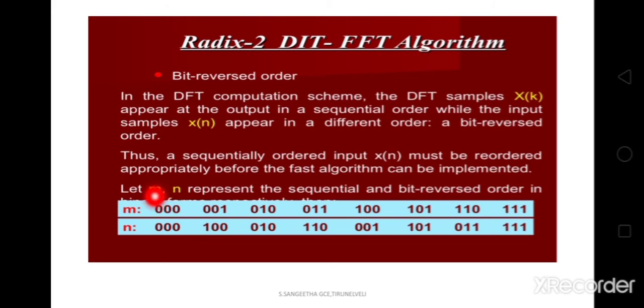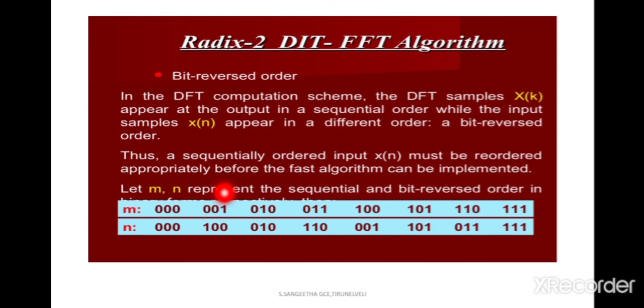So let n represent the sequential and bit reversed order of the samples. Here the binary value of 0 is 0 0 0, and next we write the binary value of 1 as 0 0 1. For 2 we have 0 1 0, and for 3 we have 0 1 1. Up to the 7th value, for 7 we have 1 1 1. The bit reversed order is the reverse of this. So 0 0 0 reversed is the same, 0 0 0, so the bit reversal of x of 0 will be x of 0.